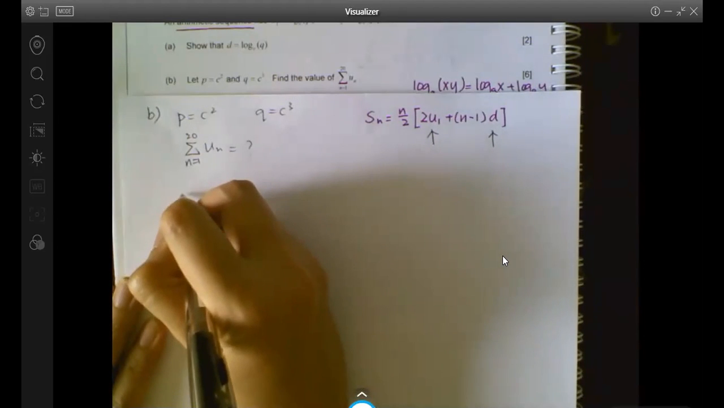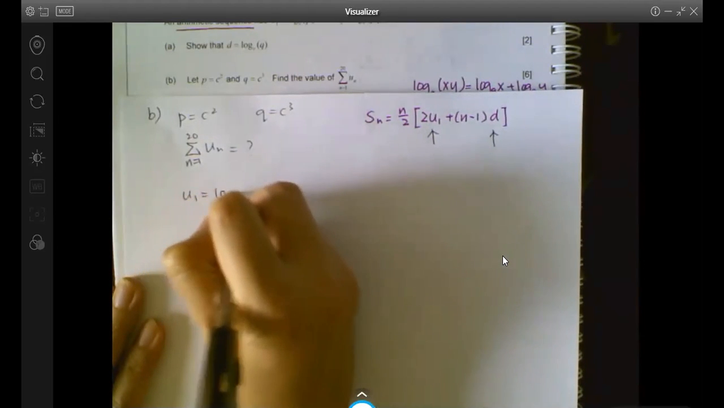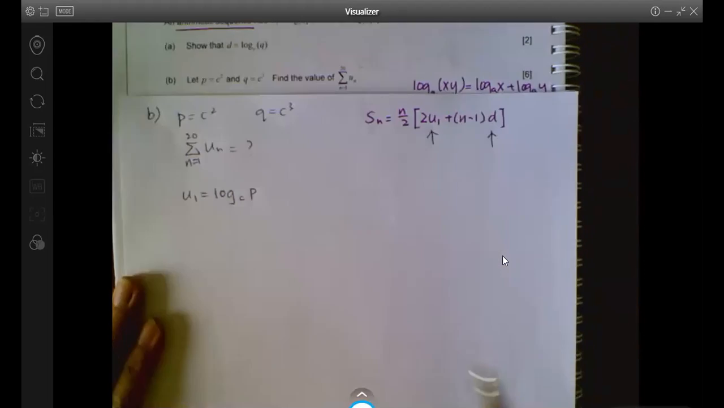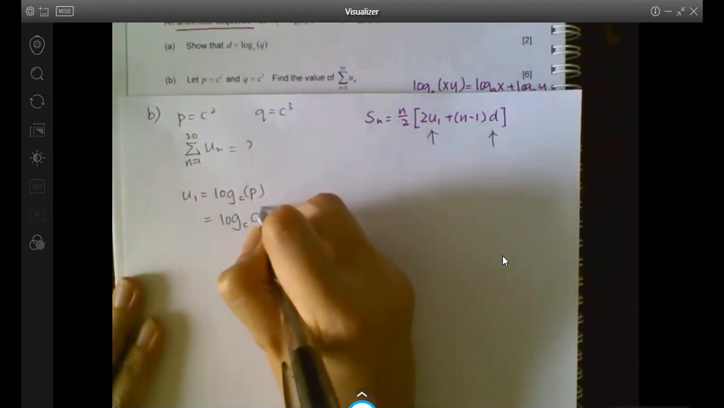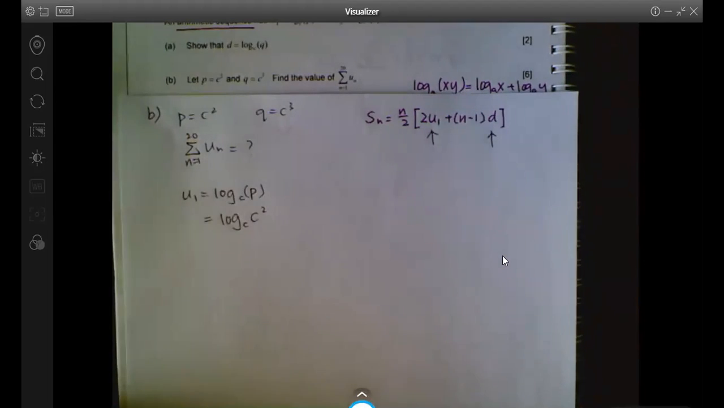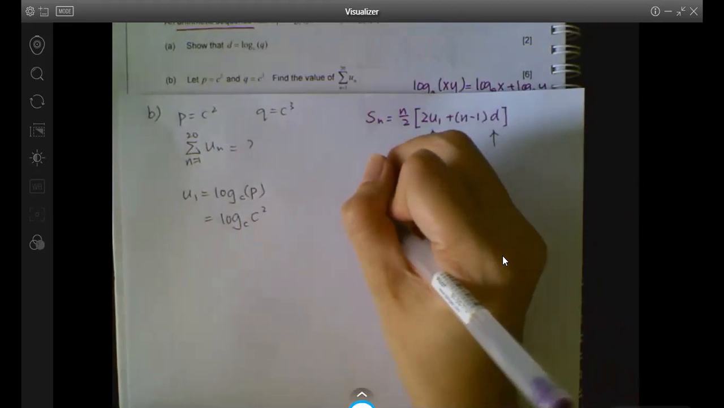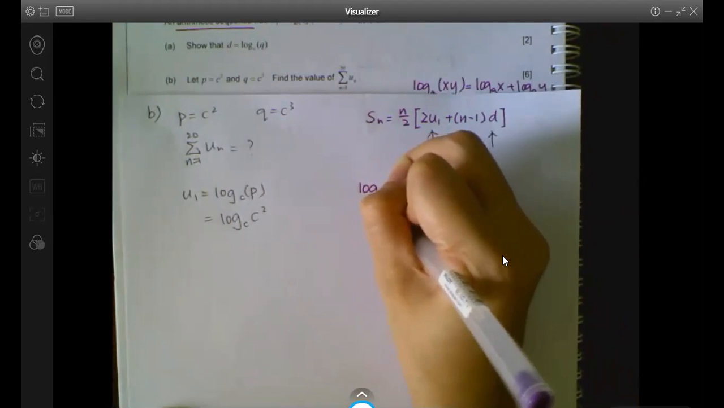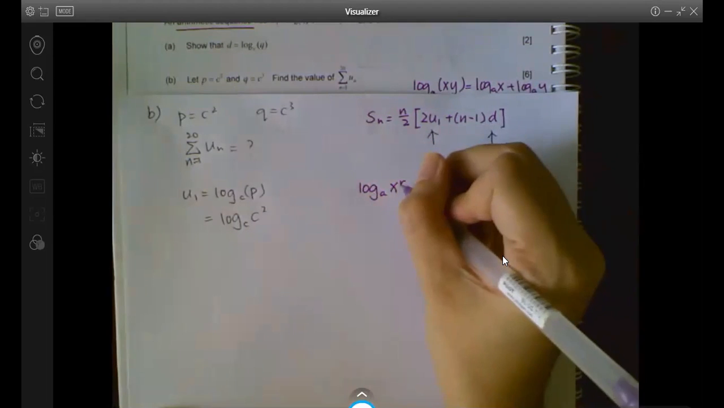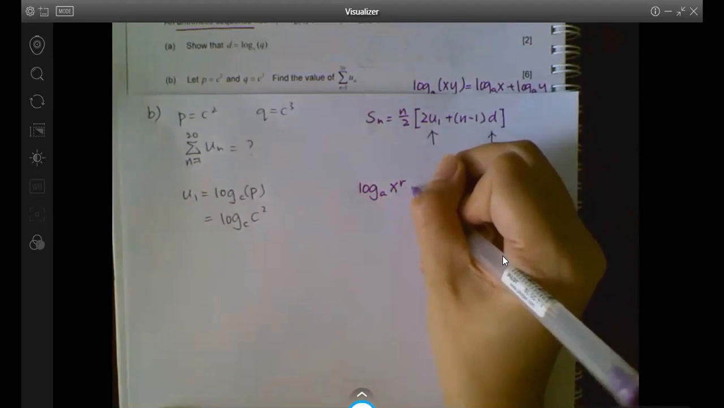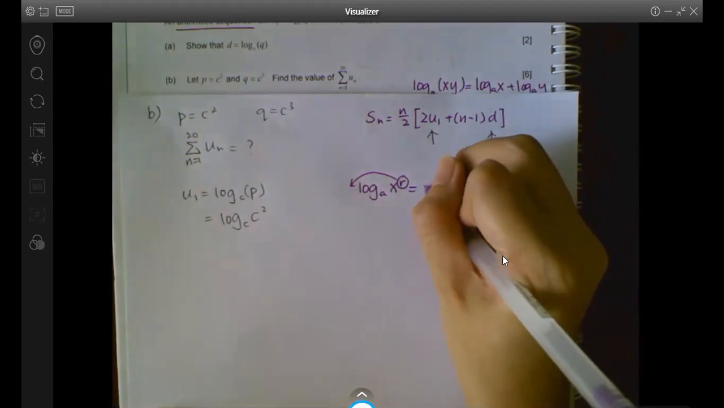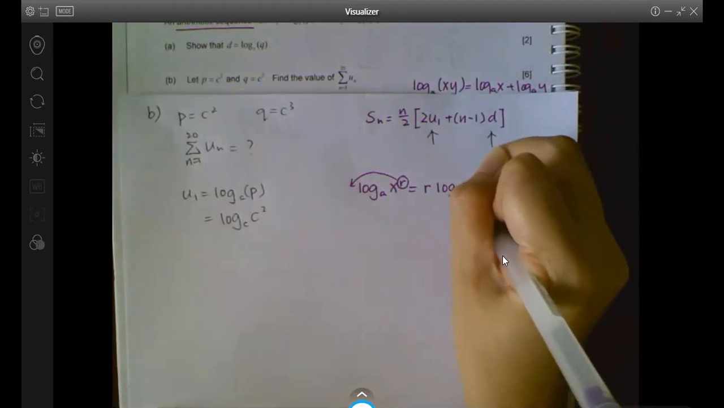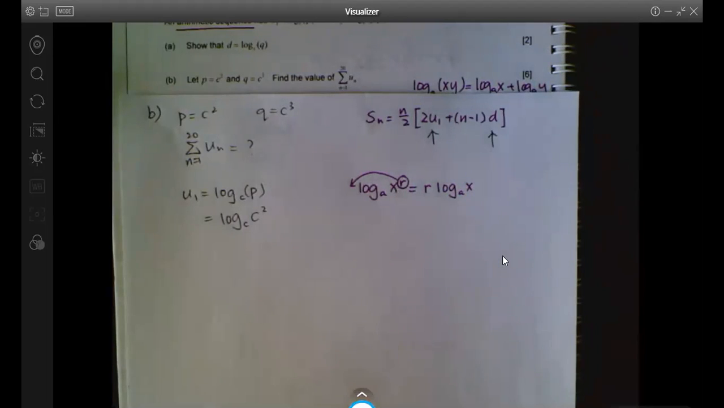We have shown d, but we can further express it in terms of what is given, the c. Okay, so u1 is log base c of p. And since p is c squared, we can write it like so. And we are going to use the laws of logarithm to simplify things. So there is a law of logarithm that goes this way. When you have x raised to a power of r, you can bring the power in front and get r log x. All right, we're going to do that.